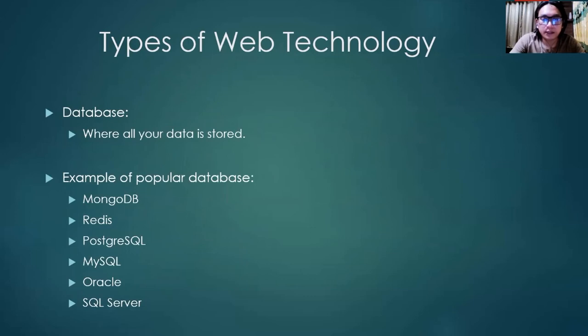Next is database. The database is where all of our data is stored. It's like a bunch of filing cabinets filled with files. Examples of popular databases are MongoDB, Redis, PostgreSQL, MySQL, Oracle, and SQL Server.